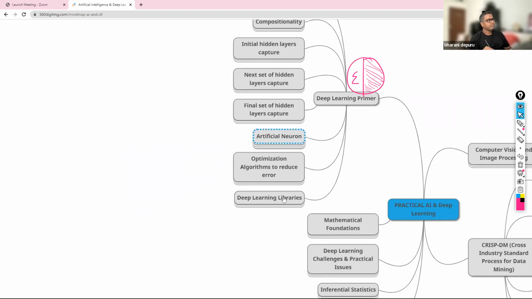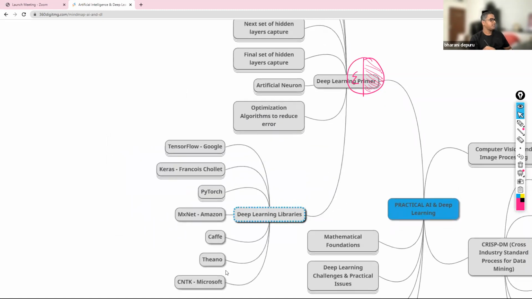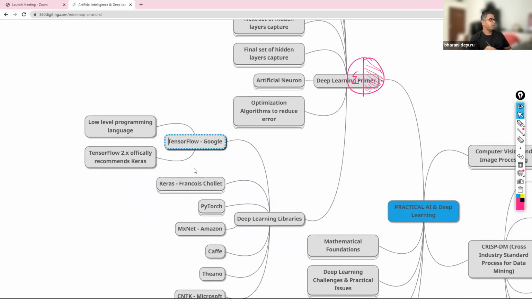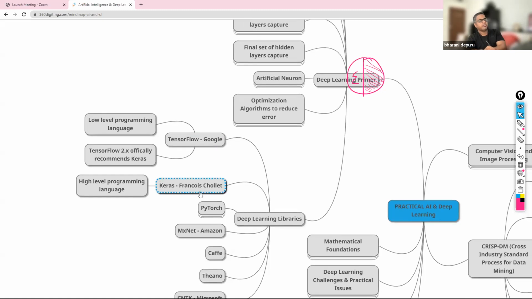Okay. And we also have deep learning libraries. A few of those are given here. You have TensorFlow from Google, which is a low-level programming language. Within TensorFlow 2.x, officially they recommend Keras. Keras was built by a person called Francois Chollet, and it is a high-level programming language. That means even a business user will be able to easily understand and write the code.